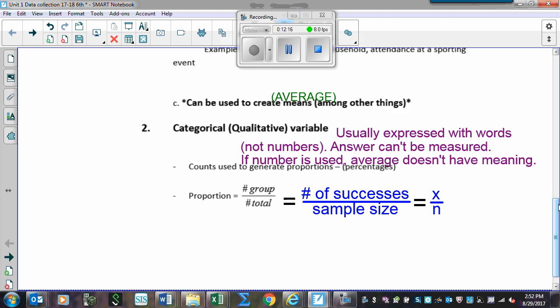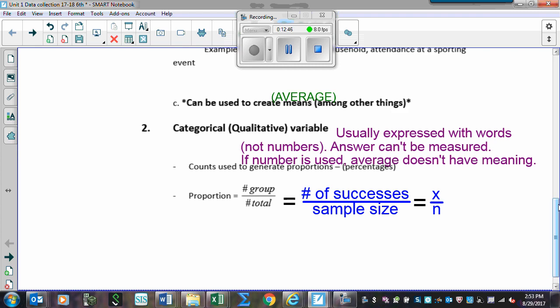Number in the group that I'm looking for over the total. The total is my sample size, how many people I asked. That would be the 100, and then 72 yeses. And so I often refer to it as number of successes. And successes can be defined in a number of different ways, but it's basically the number of things that we're looking for out of the number of things that we observe. And so X, your variable, over N, which is your sample size.